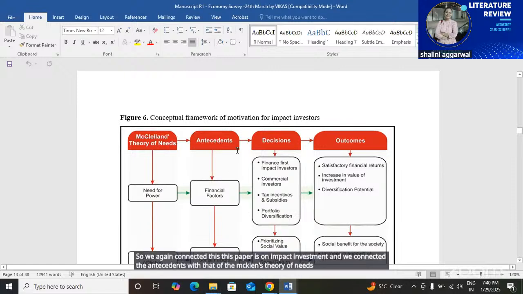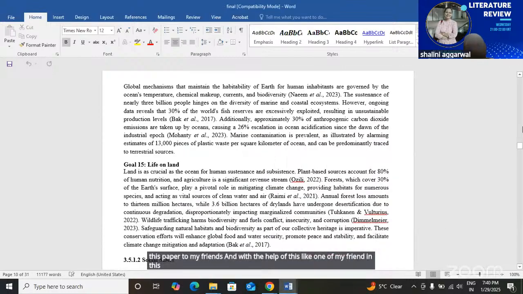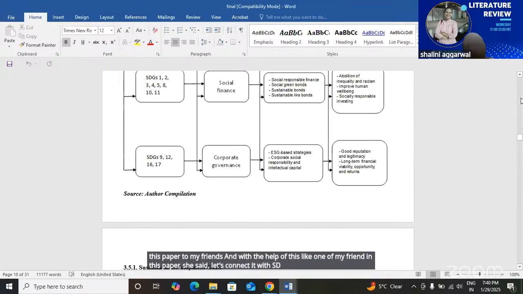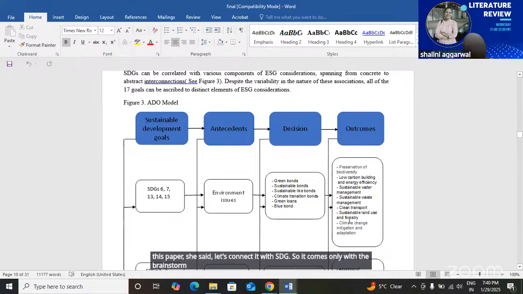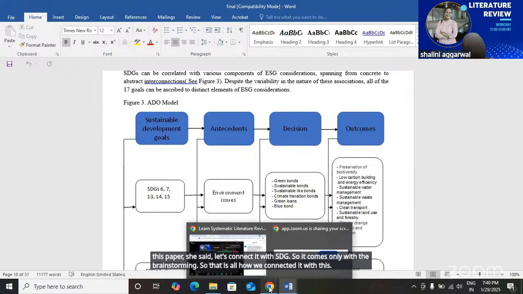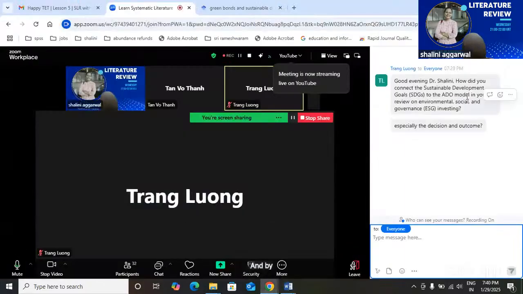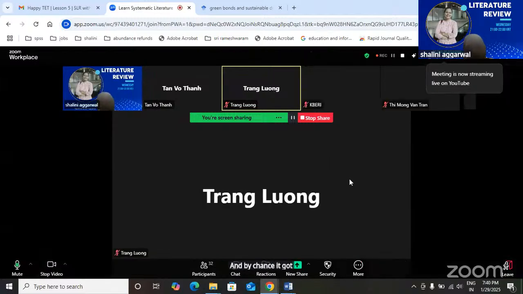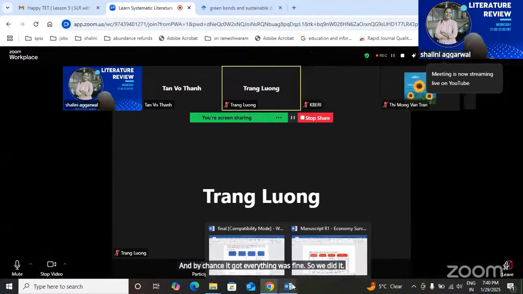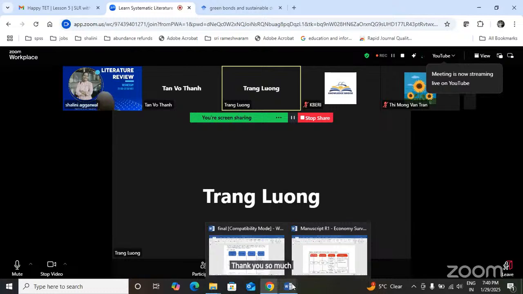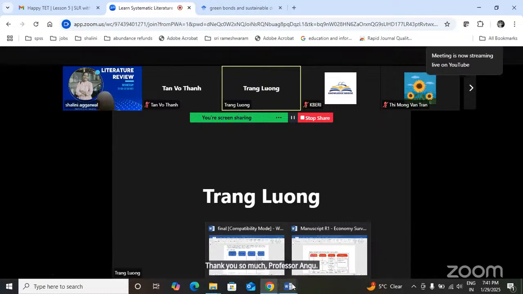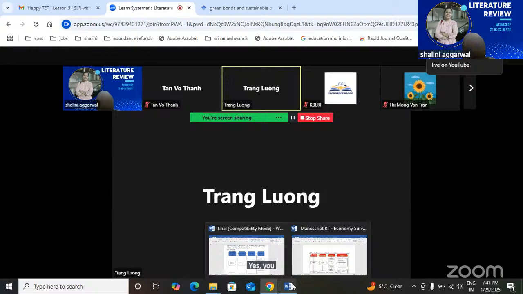I was showing this paper to my friends, and with the help of this, one of my friends said, let's connect it with SDG. So it comes only with brainstorming. That is how we connected it. By chance everything was fine, so we did it. I hope it is okay. Anything else? Thank you so much, Professor. I'm good. Yes, you're welcome. Any other question?